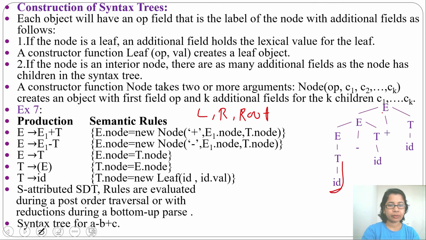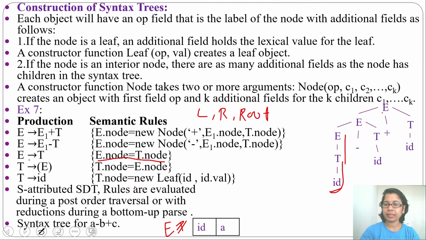What is the semantic rule here? T.node equal to new leaf(id, id.value). So here we'll create the leaf node id with its lexical value. The lexical value is a, and this will be our T.node. T.node contains a leaf. Now from T we'll traverse to E. What is the semantic rule here? E.node equal to T.node. So now this node will be E. E contains this node.